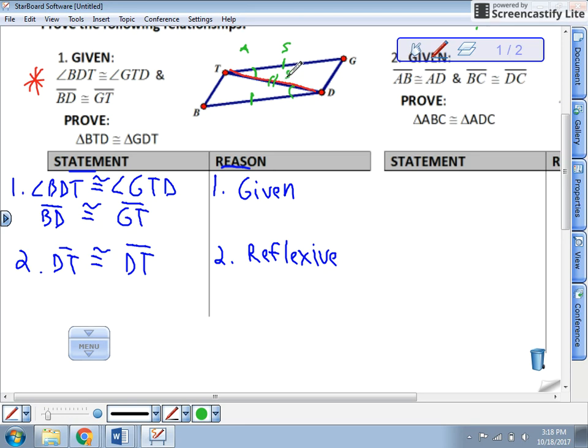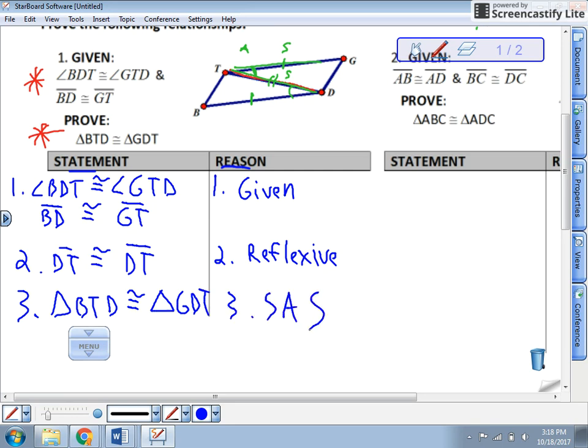Well, now I have to decide, is it side, side, side, or side, angle, side? Is the angle that's congruent in between the two congruent sides? Is it formed by the sides that are congruent? Yes, it is. So our final step is always to finish. Your last step will always be to finish with the proof statement. What are we trying to prove? Well, we're trying to prove that triangle BTD is congruent to triangle GDT. And then our reason, well, it's going to be side, angle, side. That last reason will always be one of our congruence theorems. So start with the given, end with the proof. Make sure to mark your diagram.